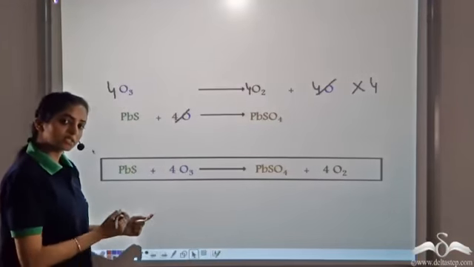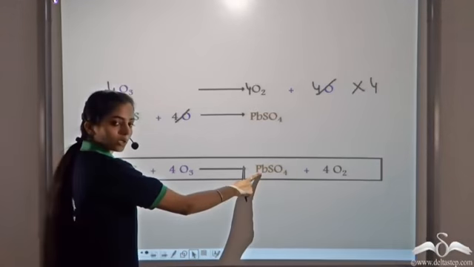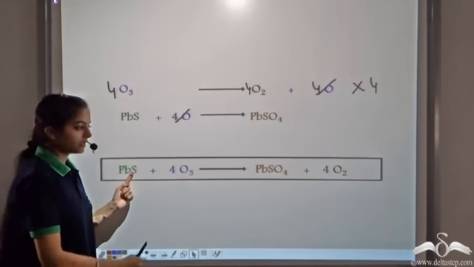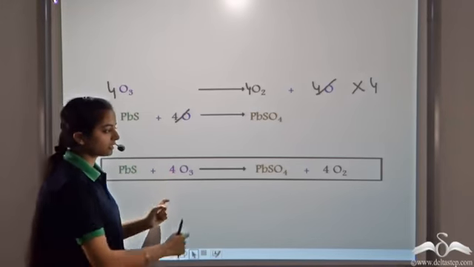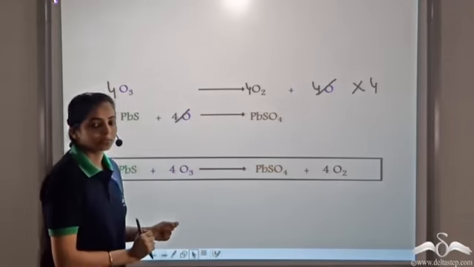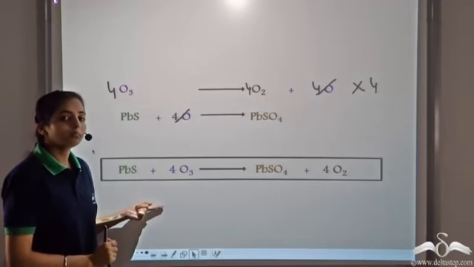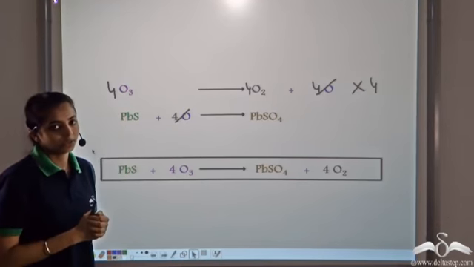So now let's see if this is balanced. We have one atom of lead on this side, one on this side. We have one sulfur atom, one sulfur atom. We have 4 3s are 12 oxygen atoms, and we have 4 plus 8, 12 oxygen atoms. So this is the final balanced chemical equation obtained from these two partial chemical equations.